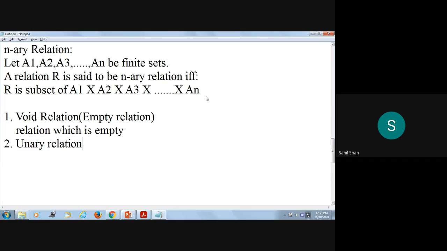Now, moving further, unary relation. What do you mean by unary relation? A relation defined on a single set. Here you can broaden this definition: a relation which is empty or defined on zero sets. If we are defining a relation on n sets, that is known as an n-ary relation. If I am defining a relation on the empty set, on zero sets, that will be known as a void relation. Unary relation is defined on a single set.